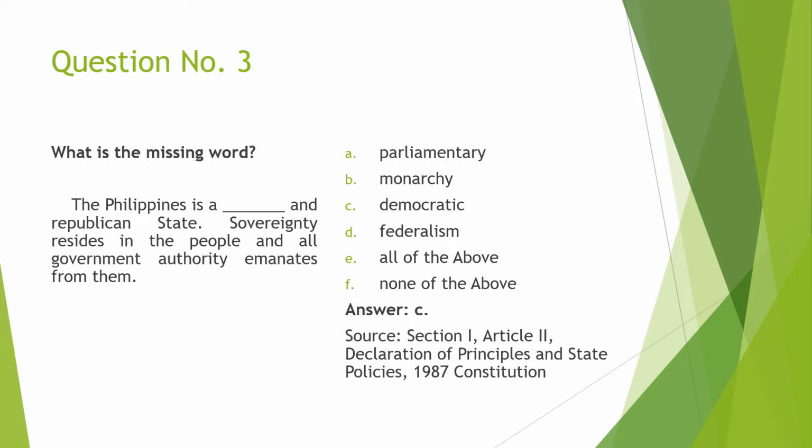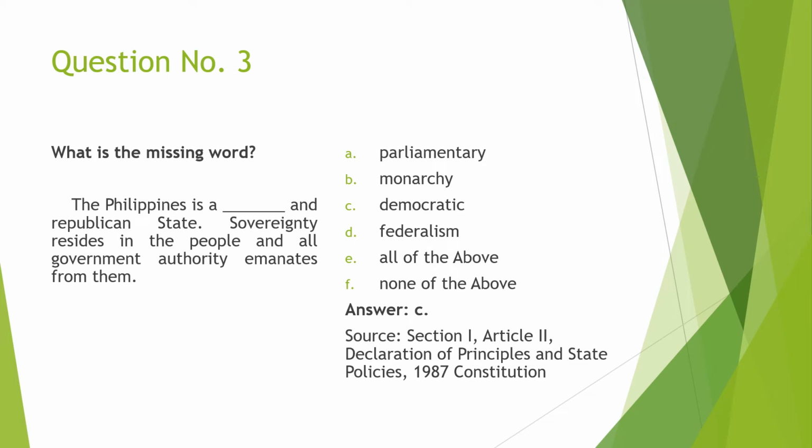Question number 3. What is the missing word? The Philippines is a blank and republican state. Sovereignty resides in the people and all government authority emanates from them. The choices are letter A, parliamentary, letter B, monarchy, letter C, democratic, letter D, federalism, letter E, all of the above, or letter F, none of the above.